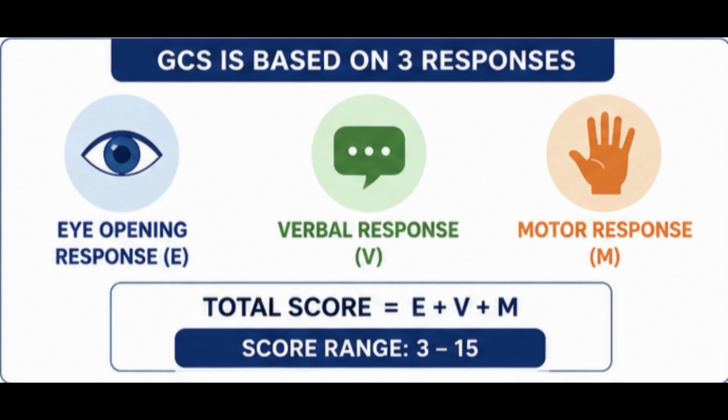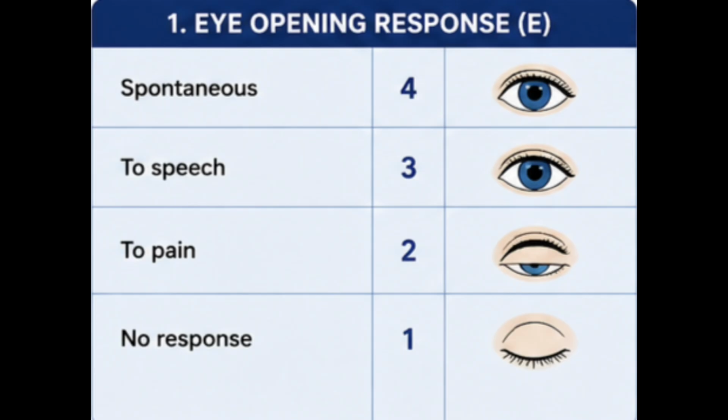Components of the Glasgow Coma Scale. Now let's understand the three components of the GCS one by one. First, eye opening or E. Eye opening is scored from 1 to 4.